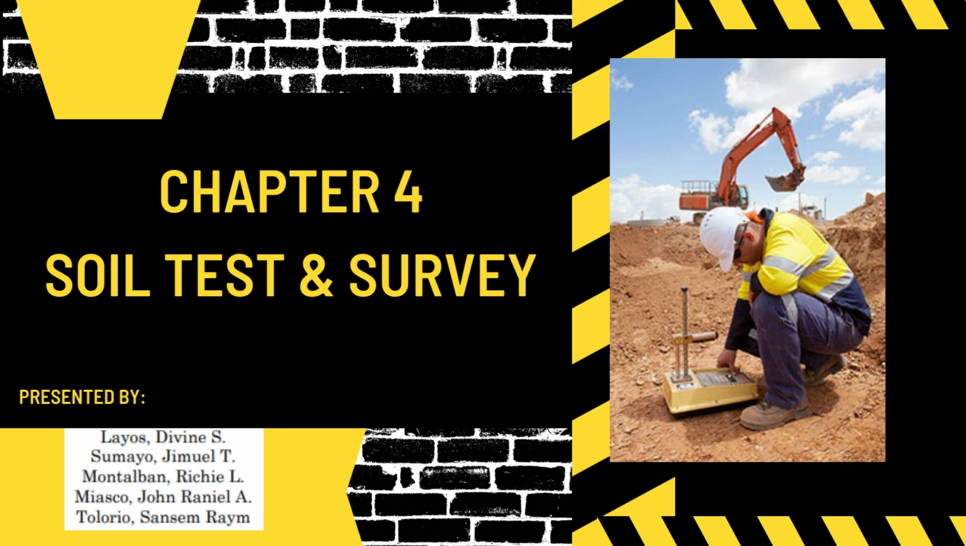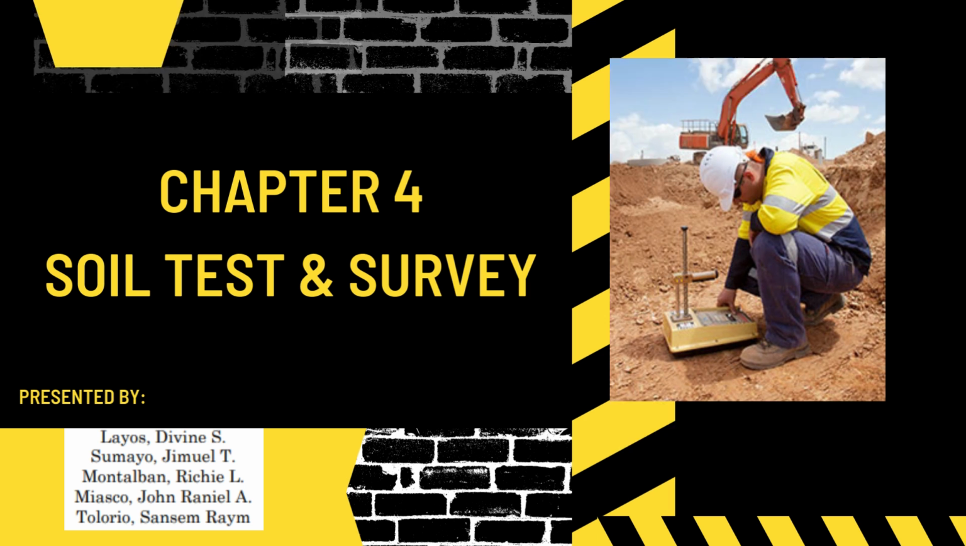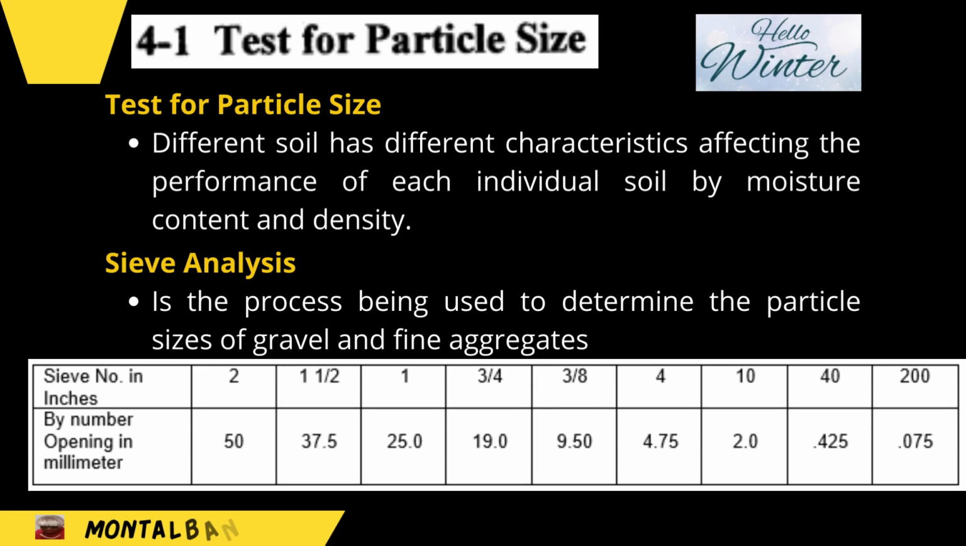And for today, we're going to discuss Chapter 4, which talks about soil test and survey. Test for particle soil. A different soil has different characteristics affecting the performance of each individual soil by moisture content and density. There are several kinds of physical tests that have been developed to measure soil performance, issued and recommended by AASHTO and ASTM.